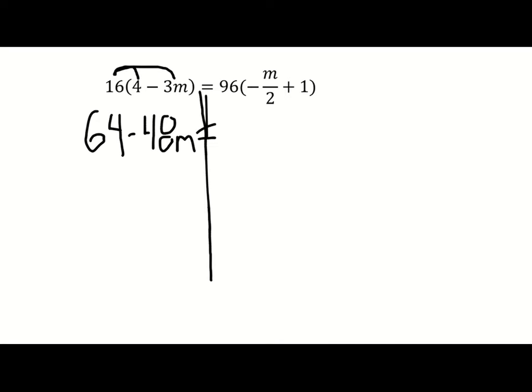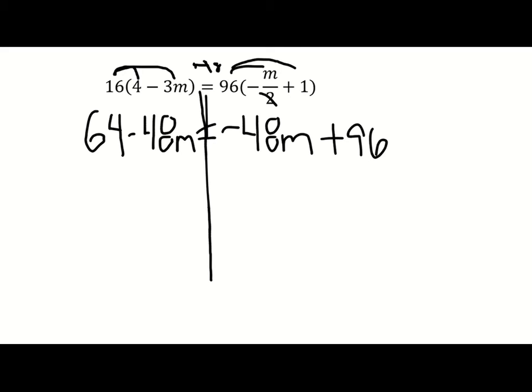On the right hand side, we're going to distribute the 96 to the fraction -m over 2 and to the positive 1. Now remember, when we multiply whole numbers with fractions, what we are essentially doing is dividing and then multiplying by the numerator. So 2 goes into 96 48 times. And 48 times -m would make this -48m. And then of course 96 times 1 would make this plus 96.